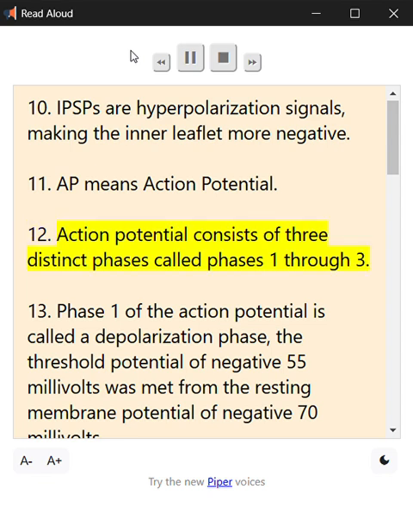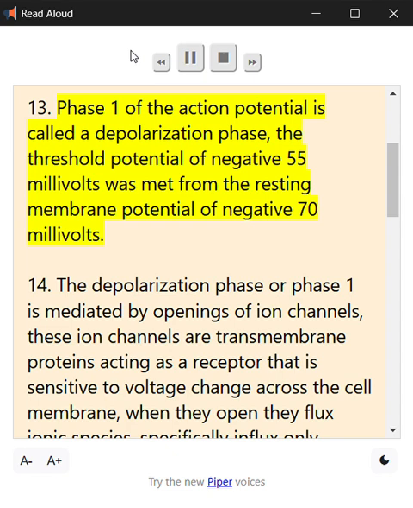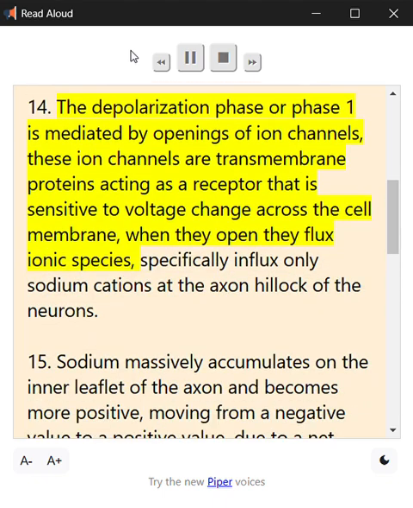12. Action potential consists of three distinct phases called phases 1 through 3. 13. Phase 1 of the action potential is called the depolarization phase. The threshold potential of negative 55 millivolts was met from the resting membrane potential of negative 70 millivolts. 14. The depolarization phase, or phase 1, is mediated by openings of ion channels. These ion channels are transmembrane proteins acting as a receptor that is sensitive to voltage change across the cell membrane. When they open, they flux ionic species, specifically influx only sodium cations at the axon hillock of the neurons.